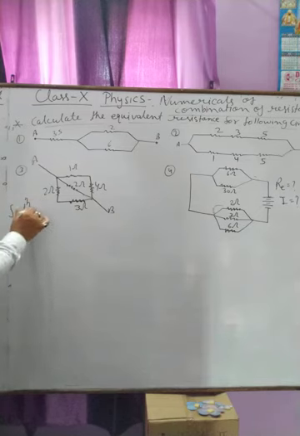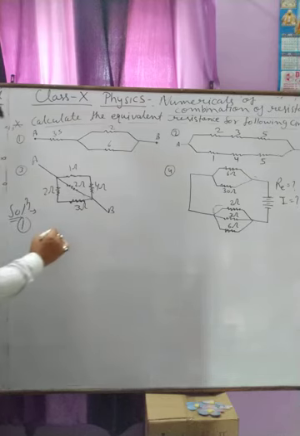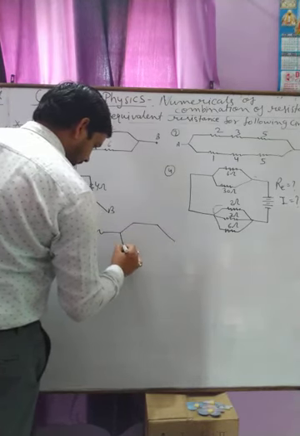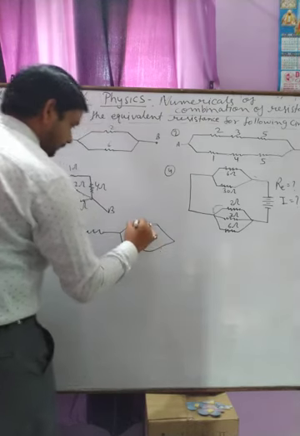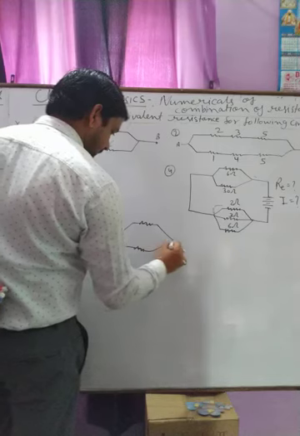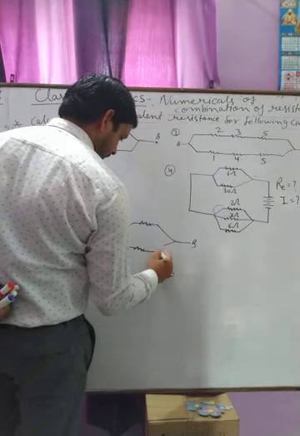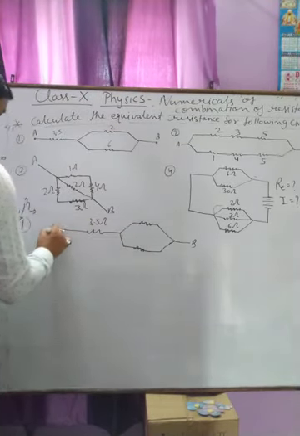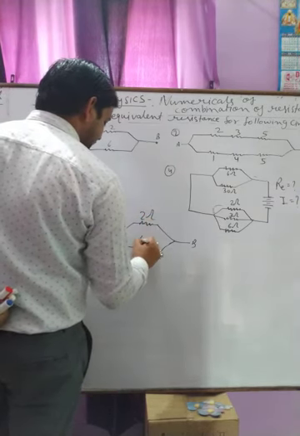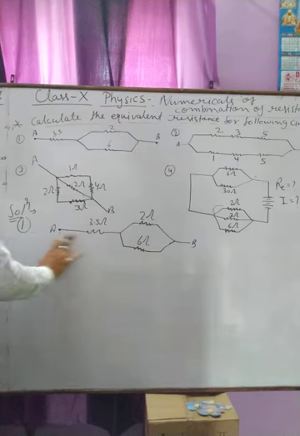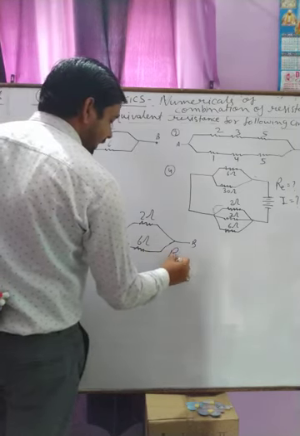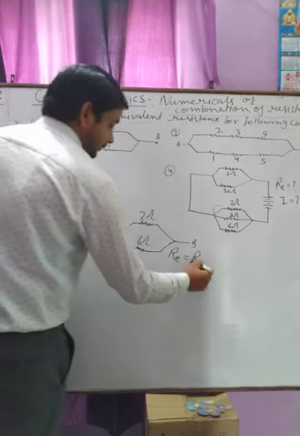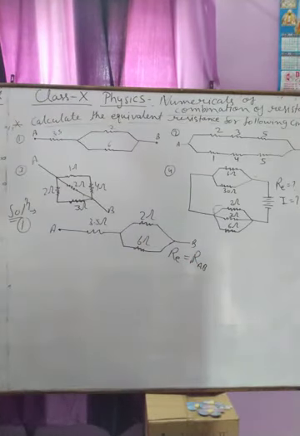Solution number 1. We have a circuit in which 3.5 ohm resistance is connected, and 2 ohm resistance and 6 ohm resistance are connected between points A and B. We need to calculate the equivalent resistance RE, which can also be called RAB. This is the equivalent resistance which we need to calculate.